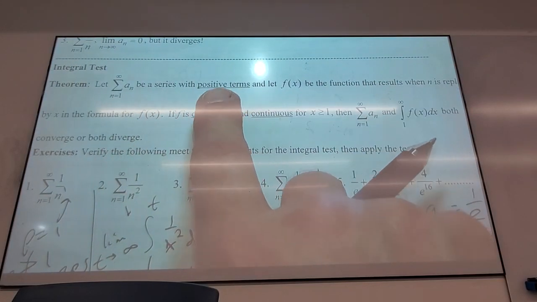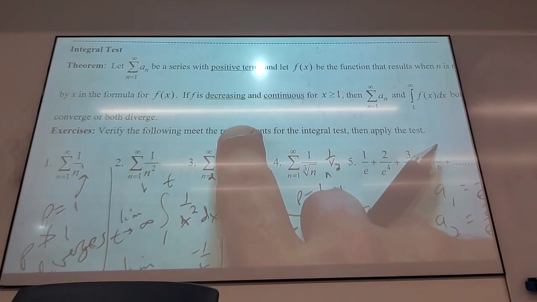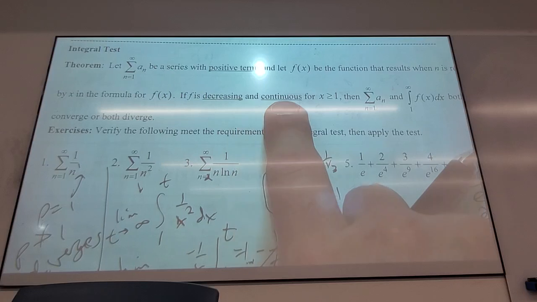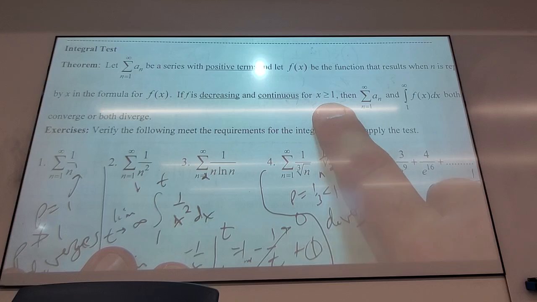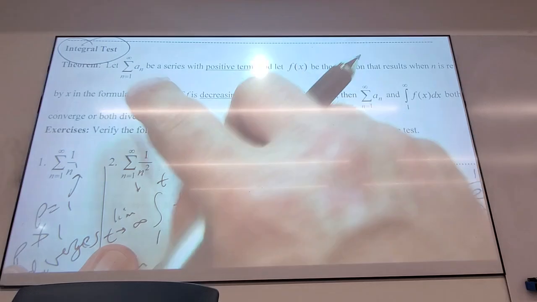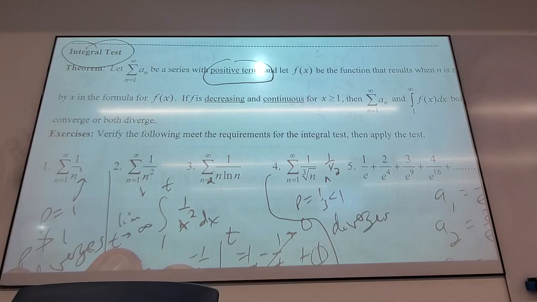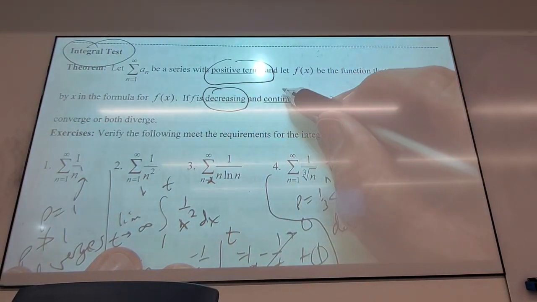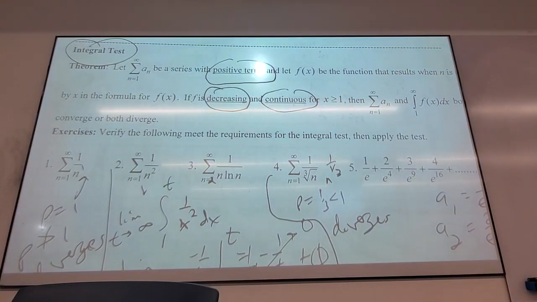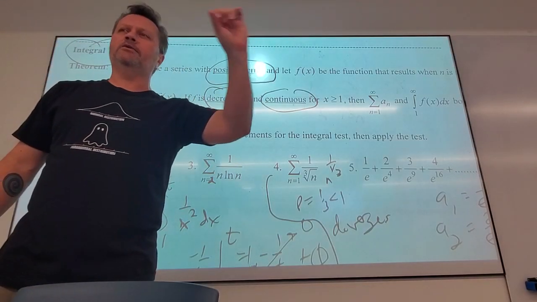This is a series with positive terms, right? F has to be decreasing and continuous. I haven't made a big deal out of this, just because I wanted to focus on how this works. But in order for the integral test to be applied, I have to have a series that has nothing but positive terms. It has to be decreasing, and it has to be continuous. Now, continuous makes sense because integrals over something that's not continuous are freaky.